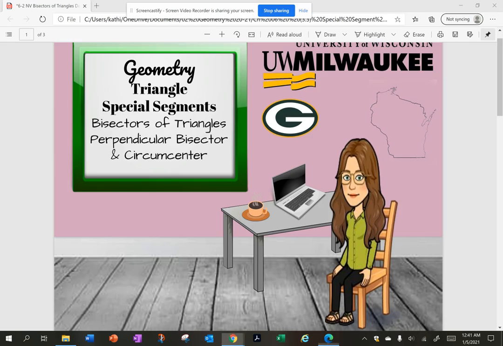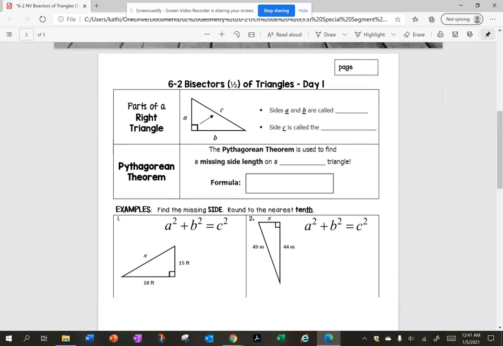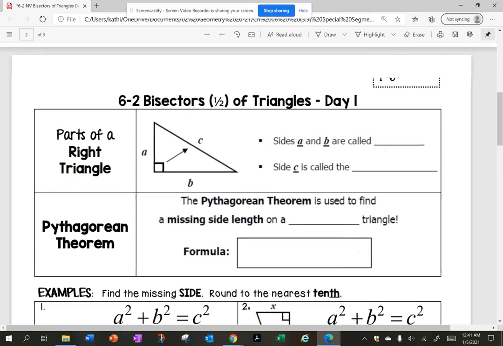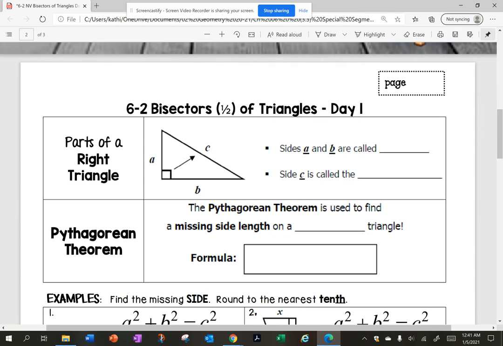All right, we're going to start out by reviewing the parts of a right triangle. They have two legs and the hypotenuse. So the two sides that form the 90-degree angle are called the legs, and the side across from the right angle is called the hypotenuse.